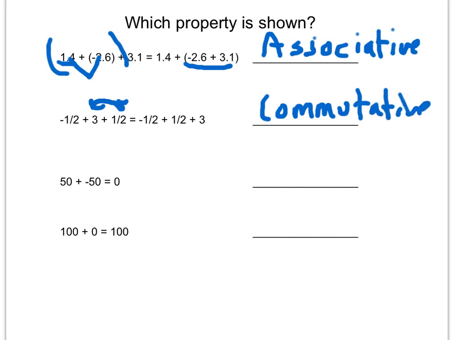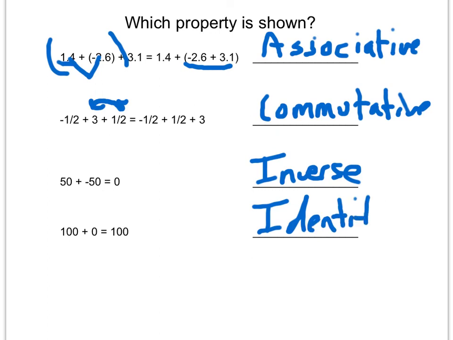Okay, and the next one. Well, 50 plus negative 50 equals 0. That property that said anytime we take a number and its opposite we get 0 was called the inverse property. And the last one, 100 plus 0 equals 100. Anytime we take a number and add 0, we get the same thing. That was the identity property.